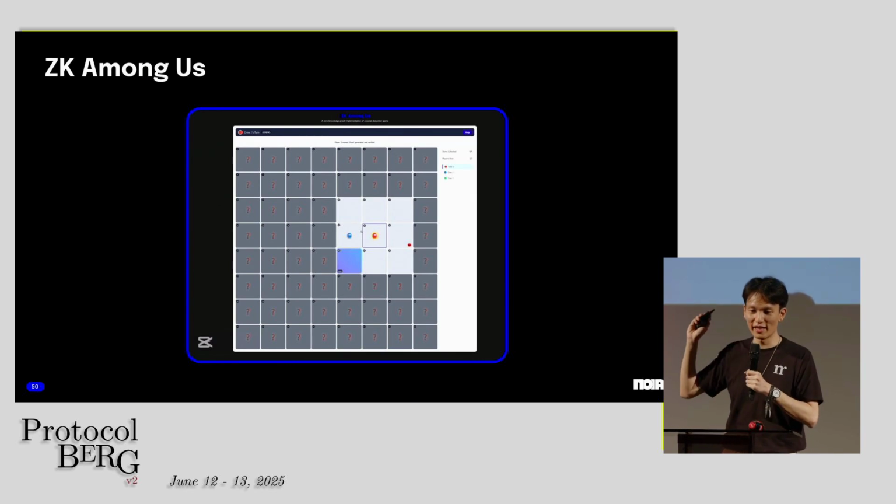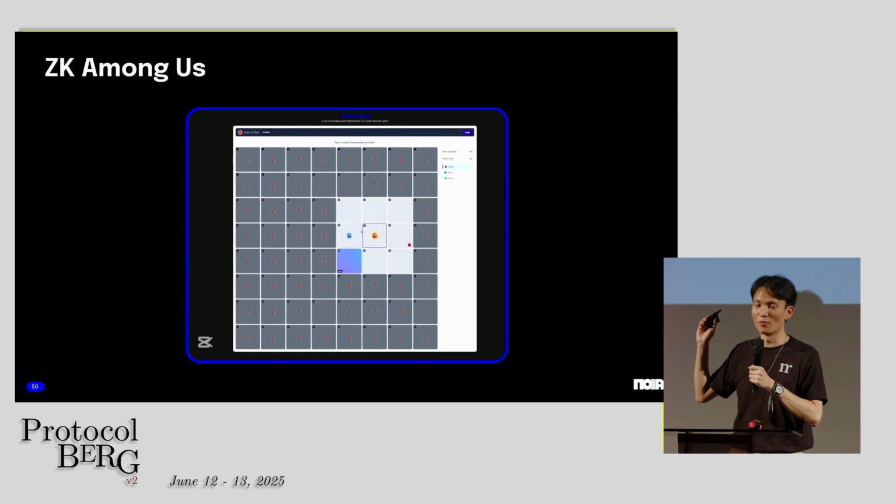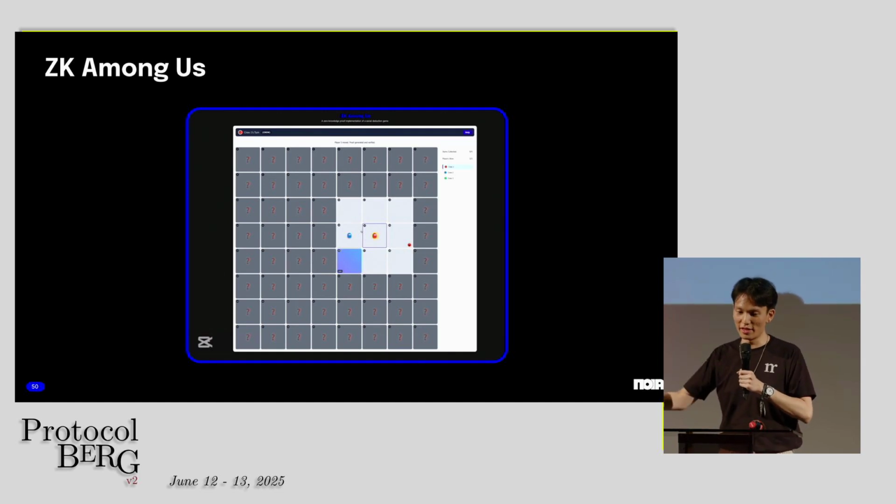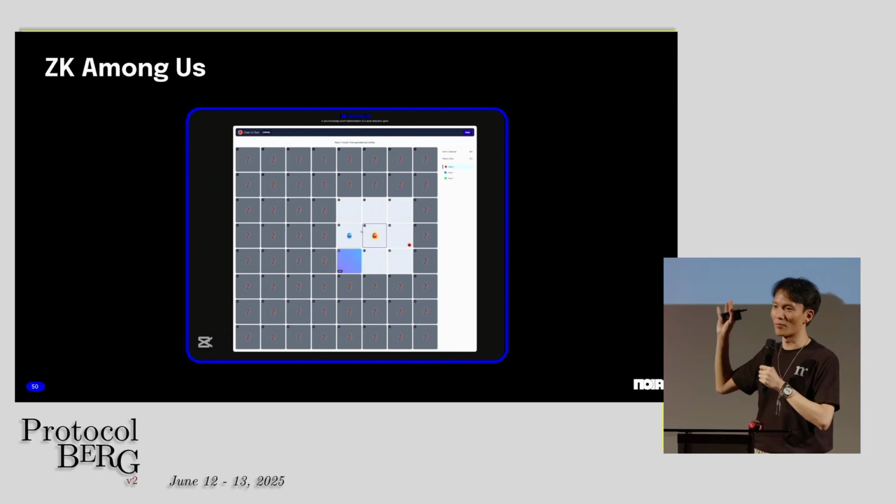And there's also the CK Among Us team, where they are working particularly on fog of war in cryptography using Tazeo's technology, if I recall correctly, where your player only sees the other player if they are close enough, but not if they are far apart.